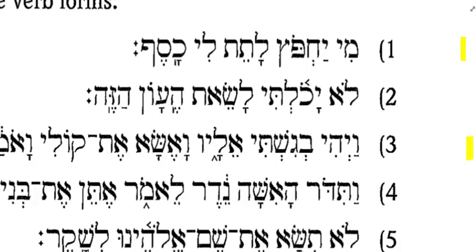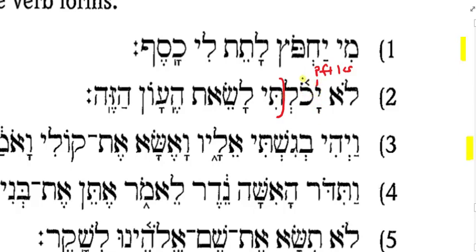Okay. Now, let's take a look here at what we've got. Lo is a particle that does what to verbs and other things? It negates them. Good. Look at yacholti. What do you see on the back side of this that might help you parse this? Good. So this is the perfect 1CS, right? Okay. So what am I looking at here?